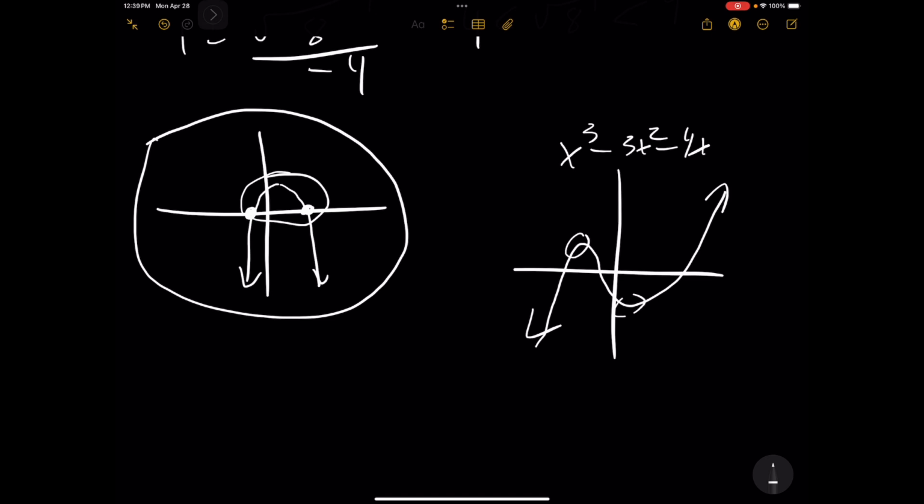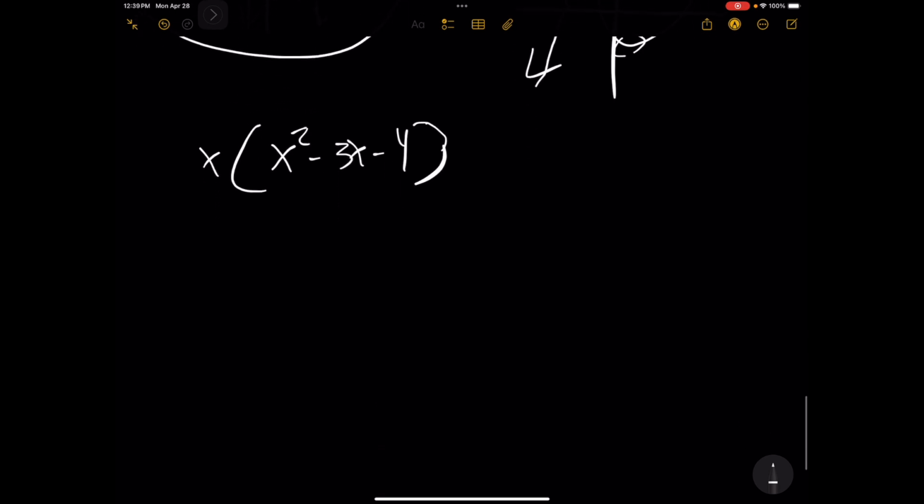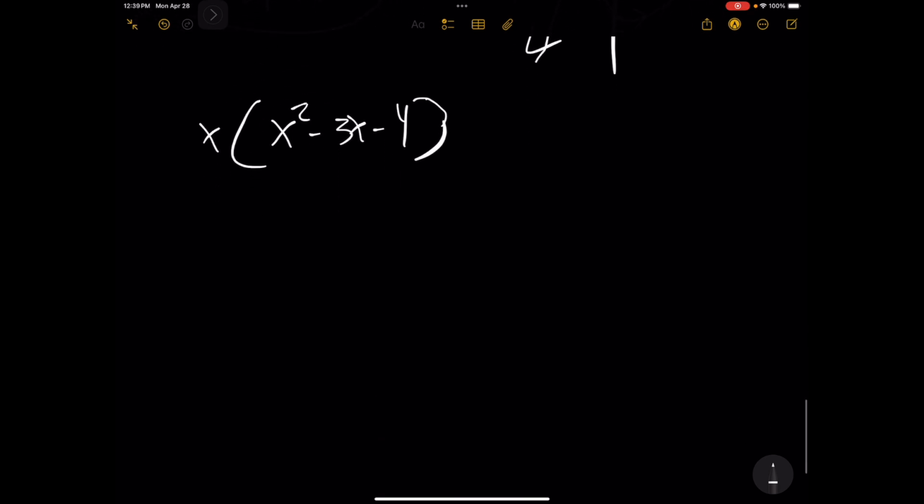Now I could find exactly where those 2 bumps are with this exact function because I know that this is equal to x times x squared minus 3x minus 4. And we can use the quadratic formula again on x squared minus 3x minus 4. So let's draw a better graph. Negative b is going to be 3 this time because here we have a equals 1, b equals negative 3, c equals negative 4.